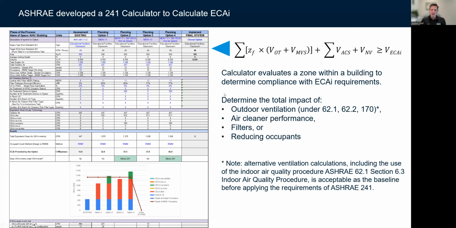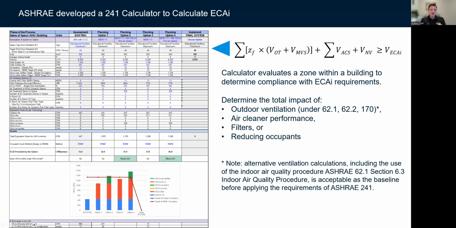So remember that formula from before. VACS, or the volume of cleaned air. You can add in, again, outdoor air plus filtered air plus air cleaners to come up with a number to see if it's greater than, if you look at the far right, that VECAI, that's the total volume required. The good news is there's a calculator for this.